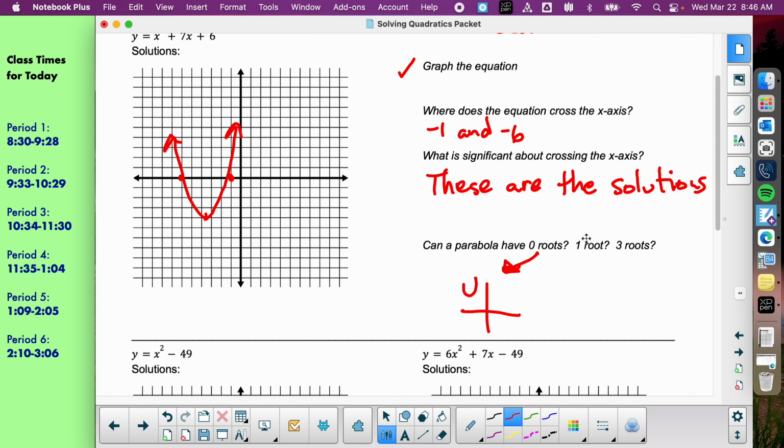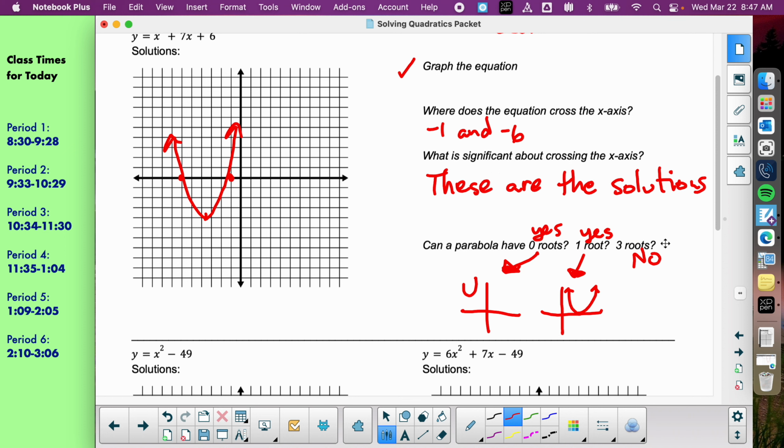Can a parabola have one root or one solution only? There's actually only one way you can do that, but it can. If I have my graph sit right on the axis, then the vertex would be right on there, and that would only be one spot. So I guess, if anything, I should answer this above it too, but I'm assuming the picture kind of answers yes. Can a parabola cross three times? Is there any way you can picture that in your head that it crosses three times? No. So two is definitely going to be the maximum.